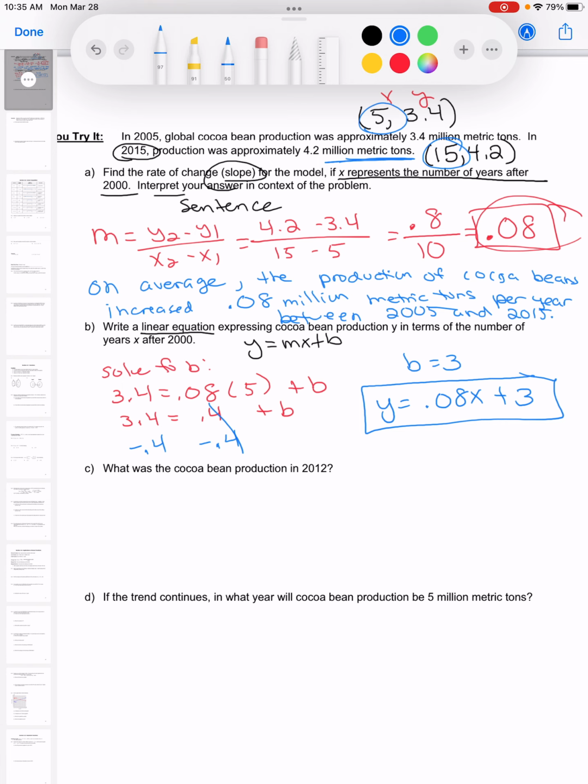Now we're going to use that equation in C and D. So again, if you haven't tried it, now's the time to hit pause. Try C and D. B is the hardest one. So even if you didn't try B, really and truly try C and D. I think you can get those and then come back to the video.